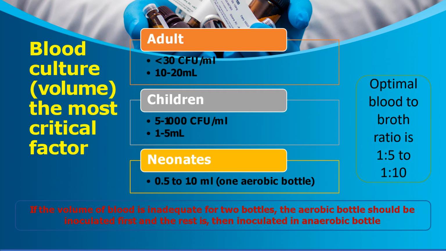What is the volume required? It is about 10 to 20 ml per bottle, or the optimum blood to broth ratio should be 1:5 to 1:10. For children, it is 1 to 5 ml per bottle. For neonates, it is half to 1 ml. If the volume of the blood is inadequate for the two bottles, the aerobic bottle should be inoculated first, and the rest is then inoculated into the anaerobic bottle.